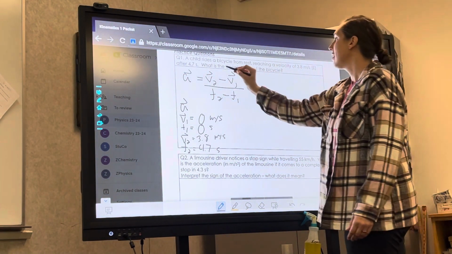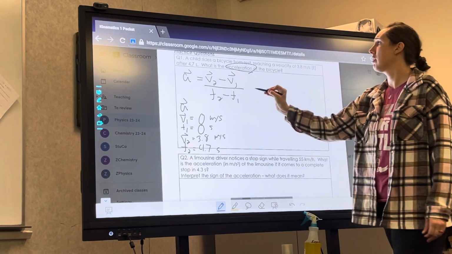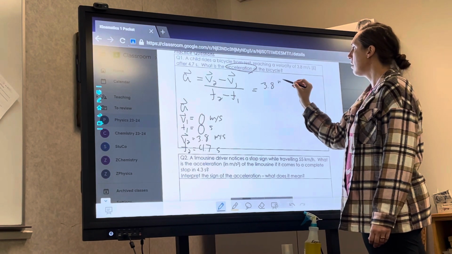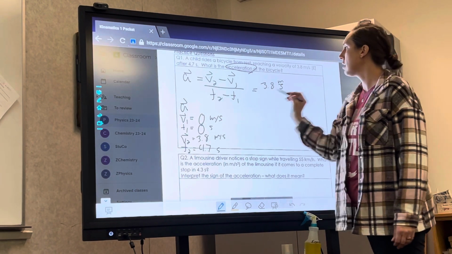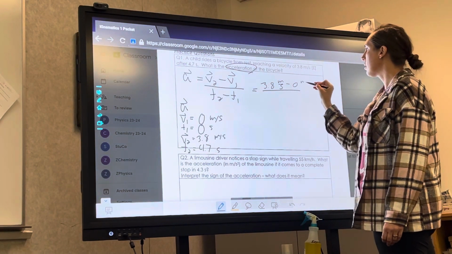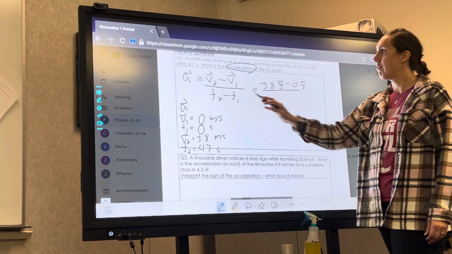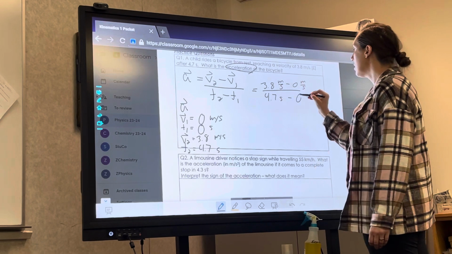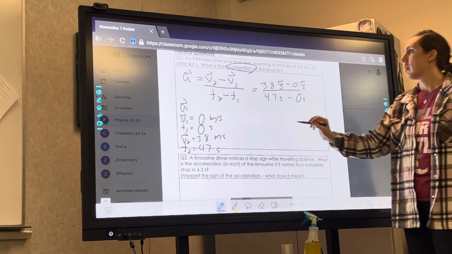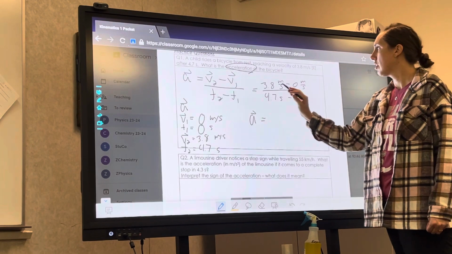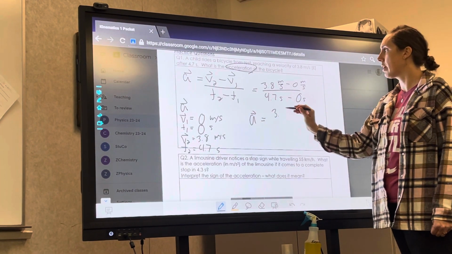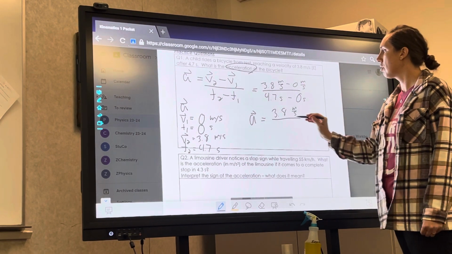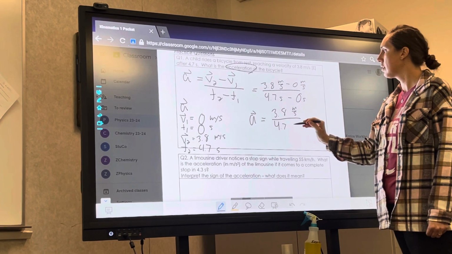What is the acceleration? Y'all, we just plug in. It's easy peasy. Our second velocity is 3.8 meters per second. Our initial velocity is 0 meters per second. Our final time is 4.7 seconds minus our initial time, 0 seconds. 3.8 minus 0 is just 3.8 meters per second, all over 4.7 seconds.